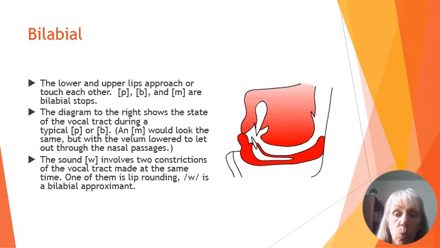The w sound involves two constrictions of the vocal tract made at the same time. One of them is lip rounding. Ooh. See how my lips moved? Ooh. And then I have the lips closing into an approximant. Ooh. Very good. Let's move on.